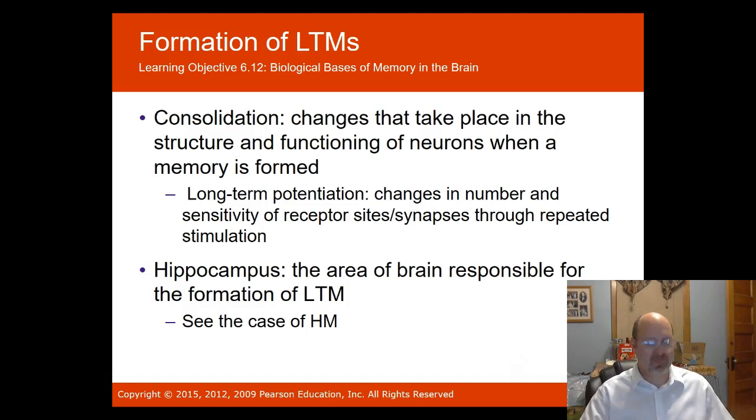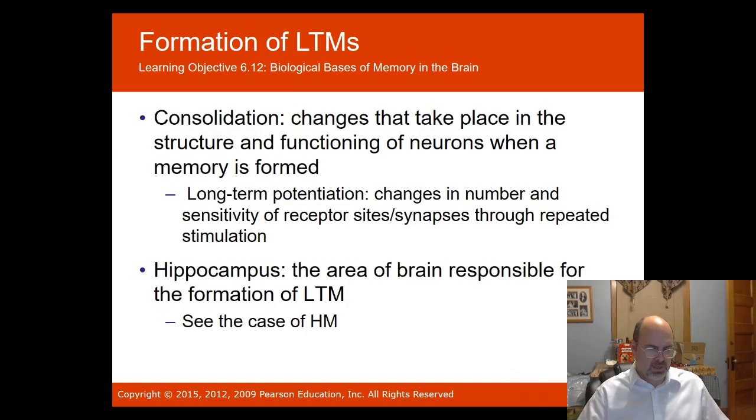Formation of long-term memories through consolidation. These are the changes that take place in the structure and functioning of neurons. So we have what's called long-term potentiation: changes in number and sensitivity of our receptor sites and synapses through repeated stimulation. So there's physical change in our brain. The long-term memory is stored in what's called the hippocampus.